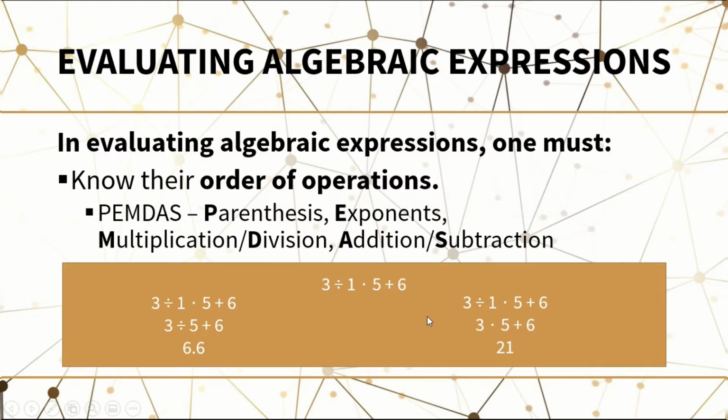Kung titingnan nila sa mga calculator, ang lalabas lagi na sagot dyan is 21. Bakit siya 21? Kasi, ang multiplication at division ay pwedeng pagpalitin yung order basta multiplication and division siya. So, in this case, i-divide mo muna yung 3 sa 1, tapos saka mo siya i-multiply sa 5, then i-add sa 6. Ayan. So, mali yung 6.6 at tama yung 21.